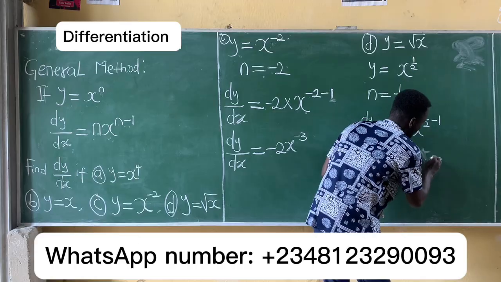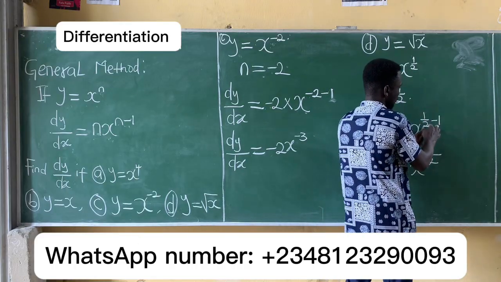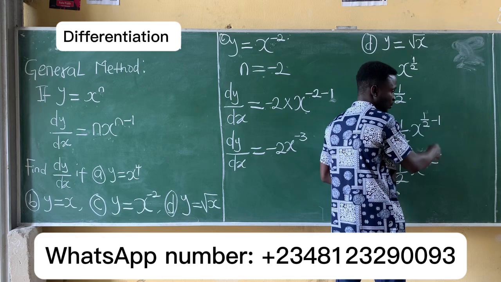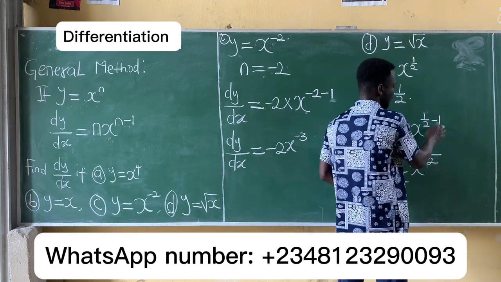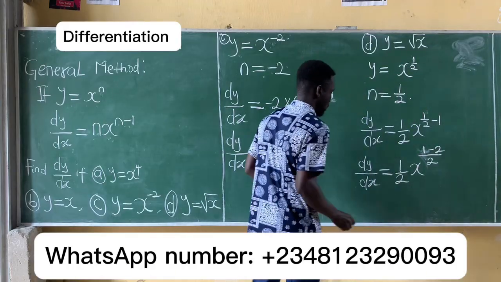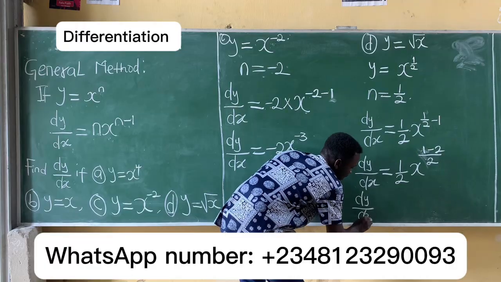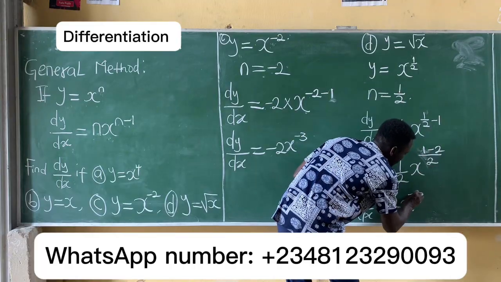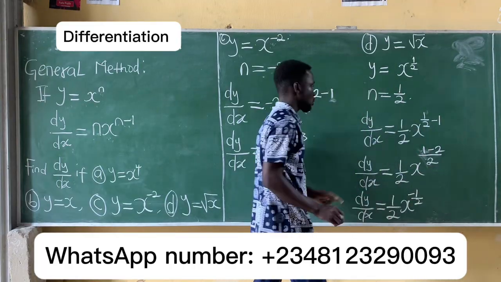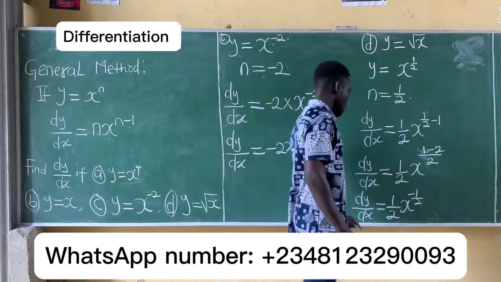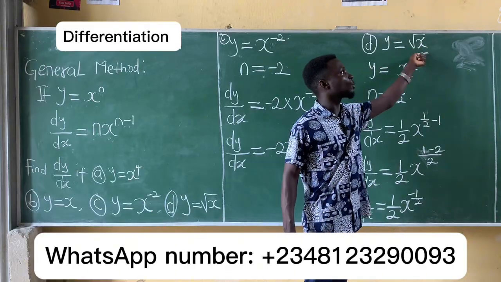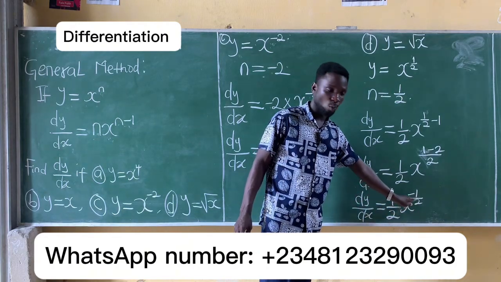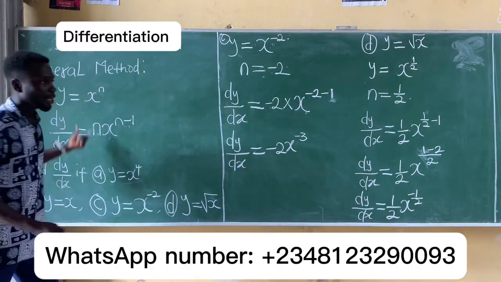What is the LCM here? The LCM here is 2. The LCM times 1 over 2 gives us 1, and 2 times minus 1 gives us minus 2. So in that case, our dy/dx becomes 1 over 2 times x to the power of 1 minus 2 all over 2, which is minus 1 over 2. So therefore, if we differentiate y equal to the square root of x, dy/dx will be equal to 1 over 2 times x raised to the power of minus 1 over 2. So that is how we use the general method.